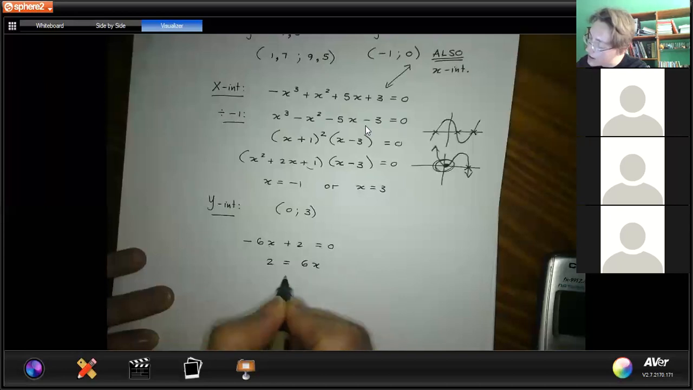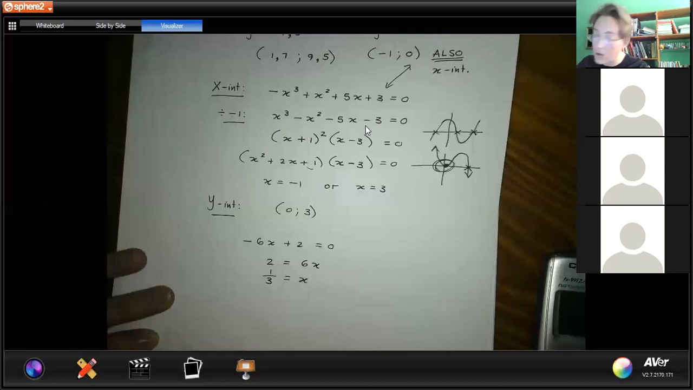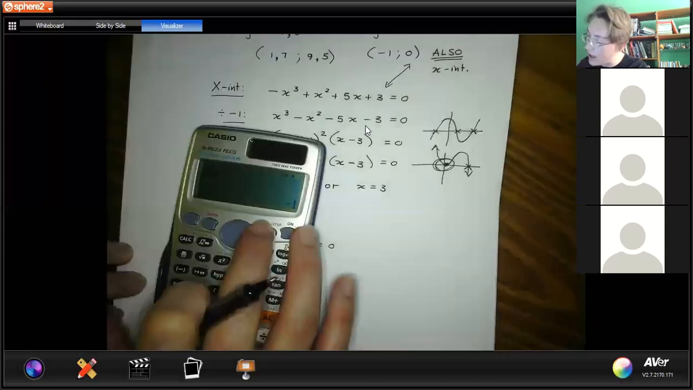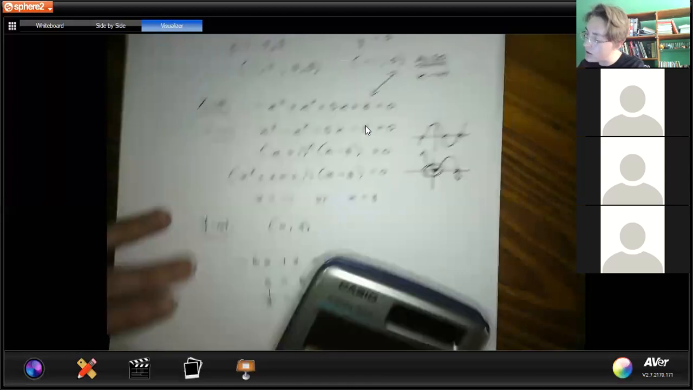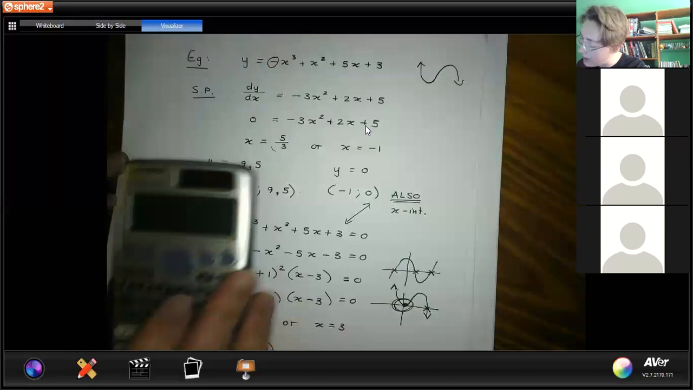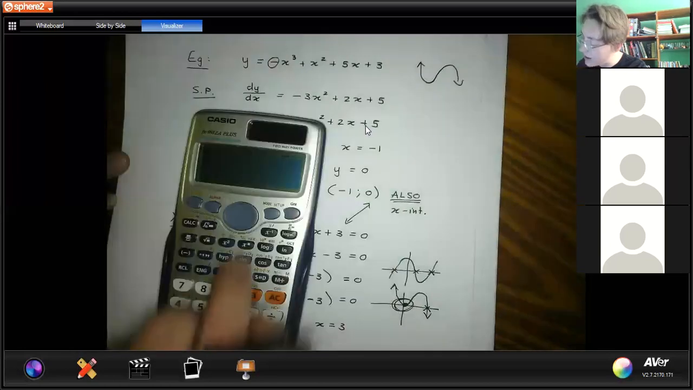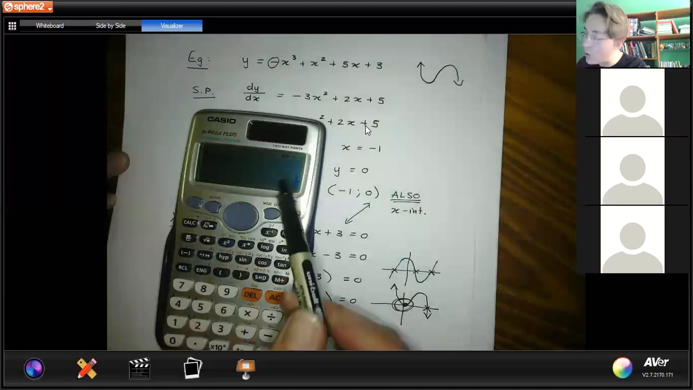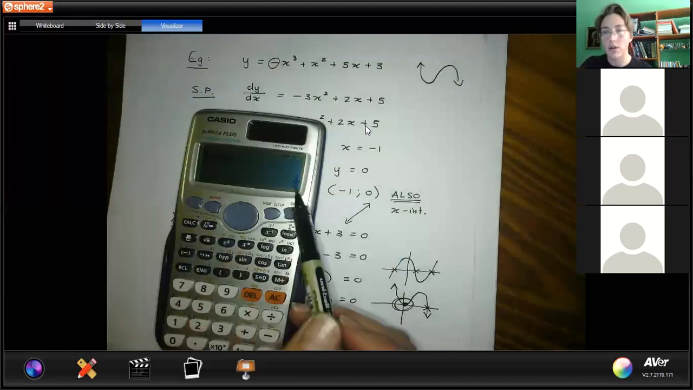And if I divide both sides by 6, x is equal to 2 over 6, which is a third. And by the way, if you take these two x-coordinates, that 5 over 3 and that -1. So if I say 5 over 3 plus -1, which is then -1, and I divide that by 2, you're always going to get the point of inflection.